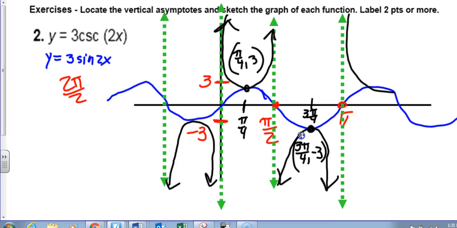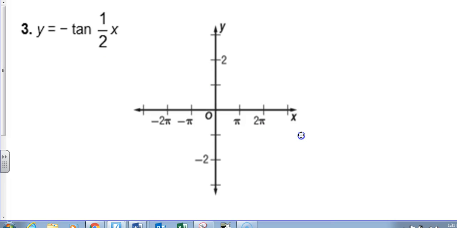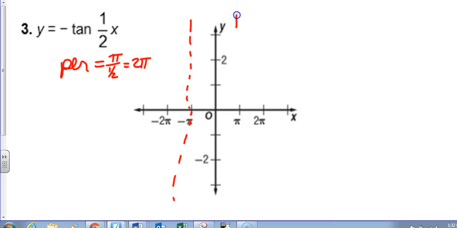All right, what happens here? What's the period? Pi divided by 1/2 becomes 2 pi. Where are the asymptotes then if it's a tangent graph? Yes, because you go a little bit on either side to cover that 2 pi.